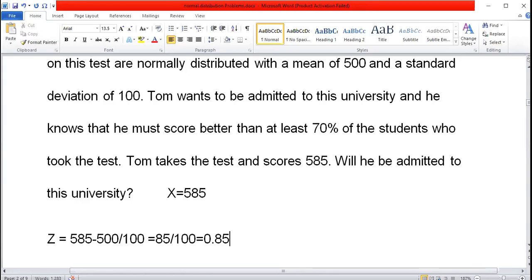You want to find the probability that the score will be bigger than 585. No. What do you want now? This question is a little bit not straightforward.